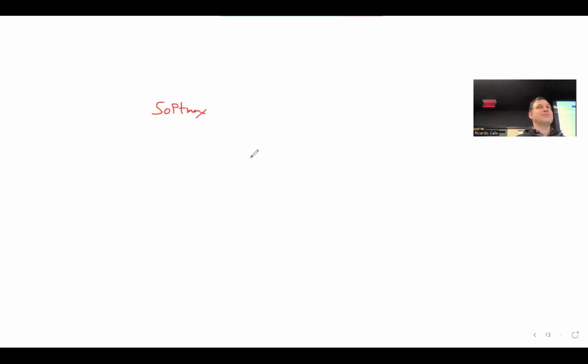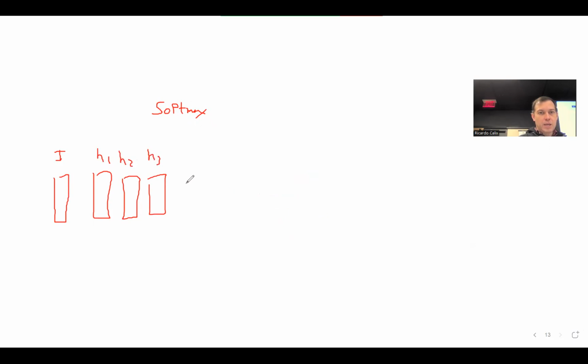Okay. Remember, this is for the output layer. So we had a neural network. We have a neural network that looks like this. Some input, some hidden layers. Right, so I have hidden 1, hidden 2, hidden 3. And then we have the output layer, which basically has 3 neurons, right?